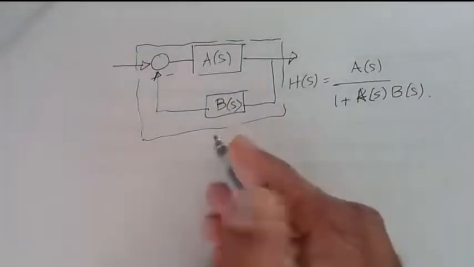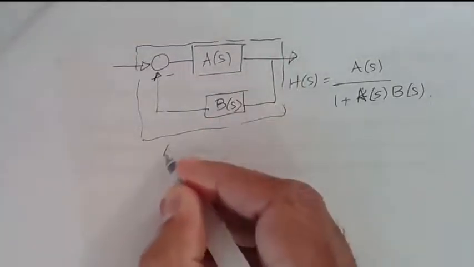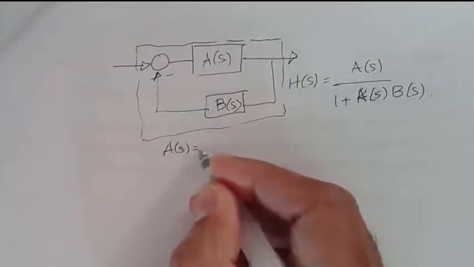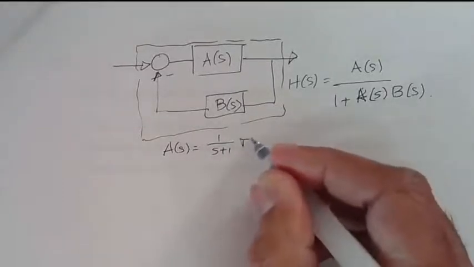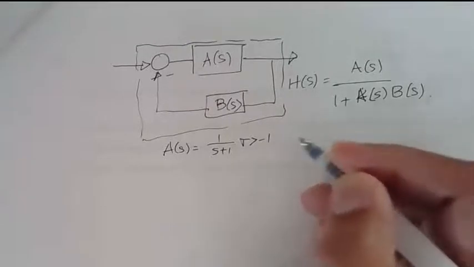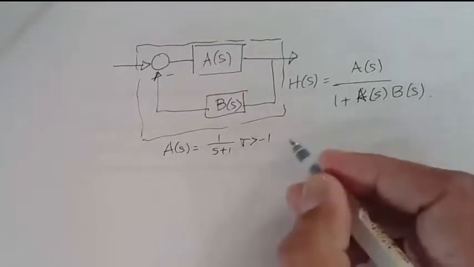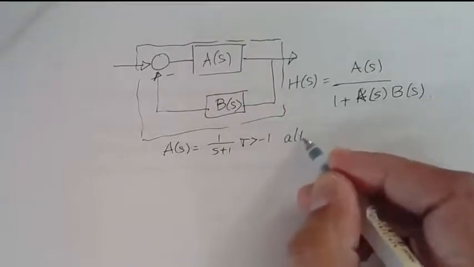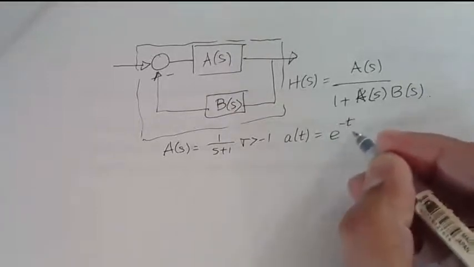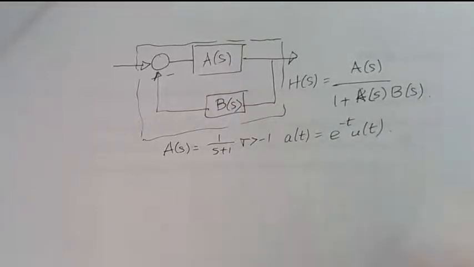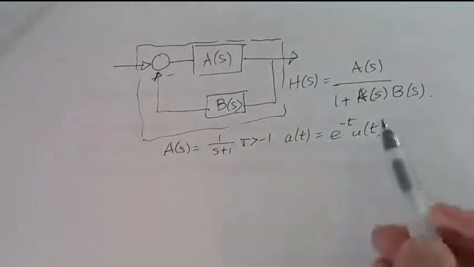All right, so suppose I have a stable system now. So A of s is equal to 1 over s plus 1, right? So sigma greater than minus 1. Completely stable system. A of t is equal to e to the minus t u of t. Right? And I do the same thing again.